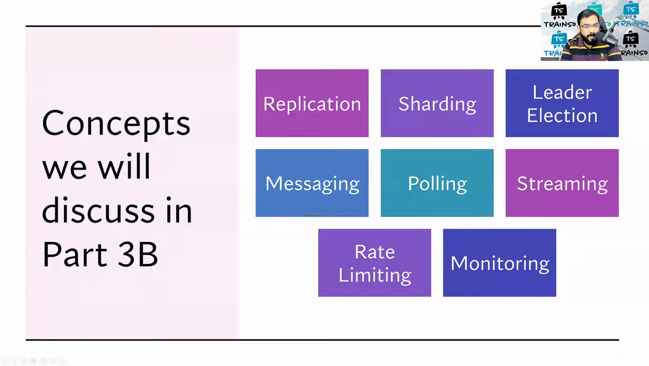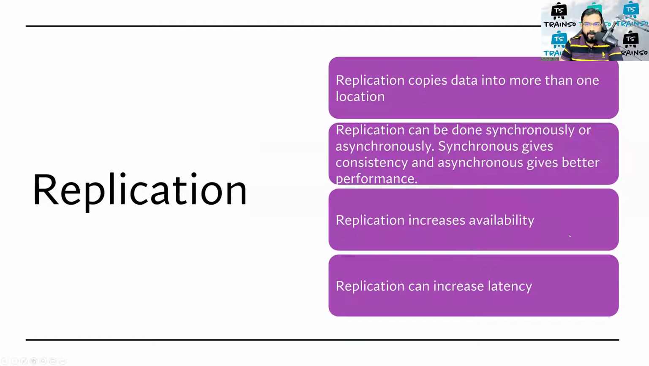So today, in part 3B, we'll be discussing mostly these things like replication, sharding, leader election, messaging, polling, streaming, rate limiting, monitoring, etc. So what do you mean by replication? Replication copies data into more than one location. We are learning concepts and components that can help the characteristics. And these characteristics include availability, scalability, and a lot of things. And replication is one of those components or concepts that can help you improve your availability.